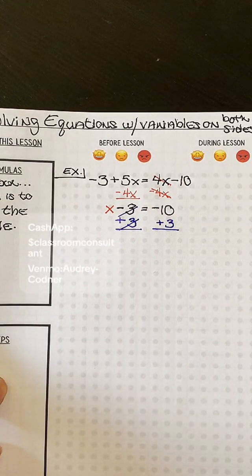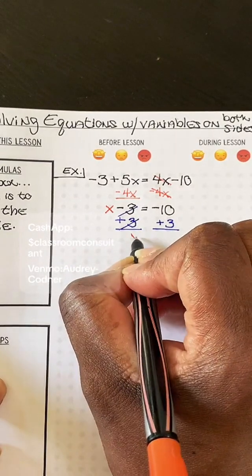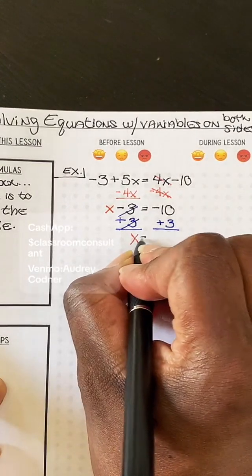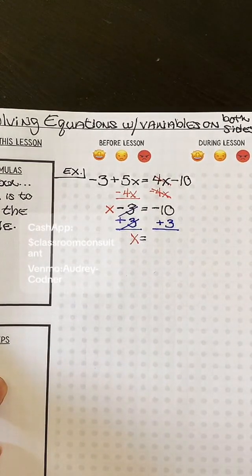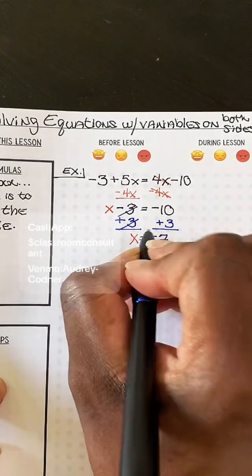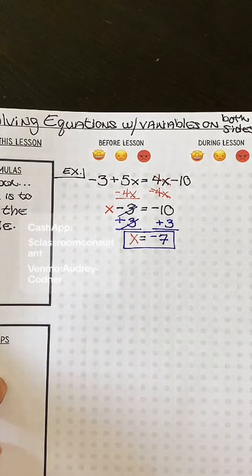But again, I don't need that 0 because I still have this x being represented on that side. So now negative 10 plus 3 will give me a negative 7. So our solution here is x equals negative 7.